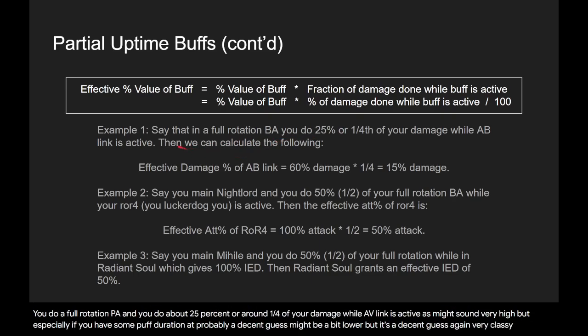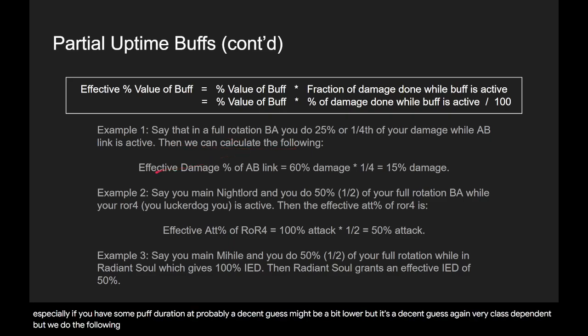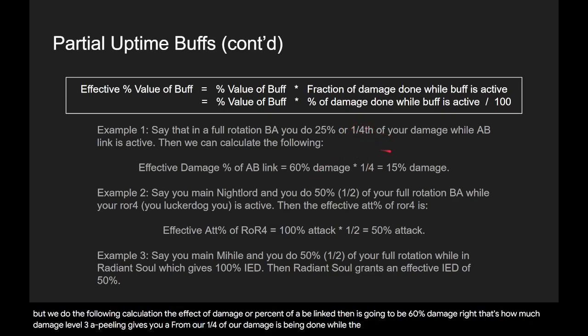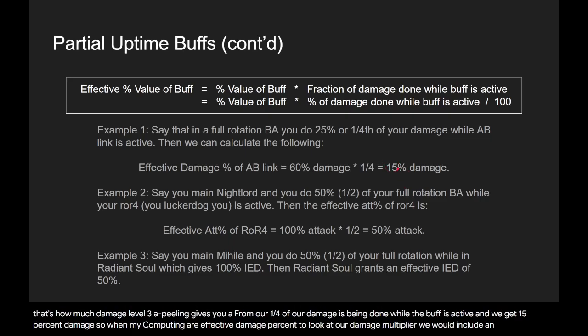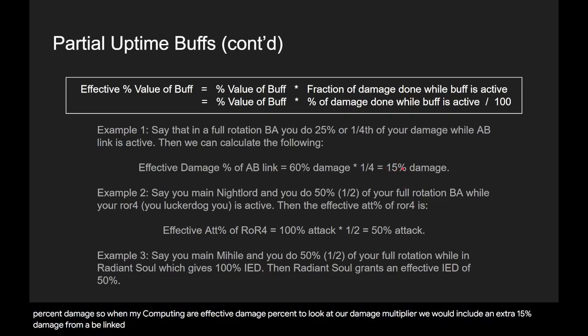Again, very class dependent. But we do the following calculation. The effective damage percent of AB Link then is going to be 60% damage, right? That's how much damage level 3 AB Link gives you while it's active, times 1/4, coming from our 1/4 of our damage being done while that buff is active, and we get 15% damage. So when we're computing our effective damage percent to look at our damage multiplier, we would include an extra 15% damage from AB Link if these numbers match reality for you.